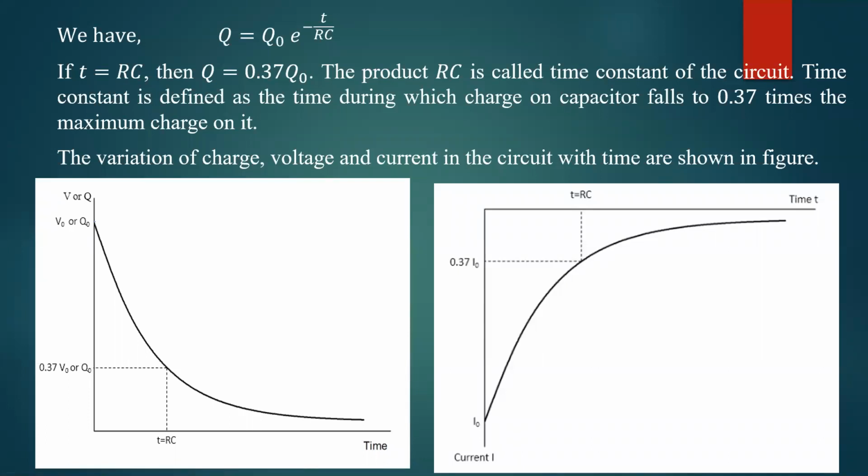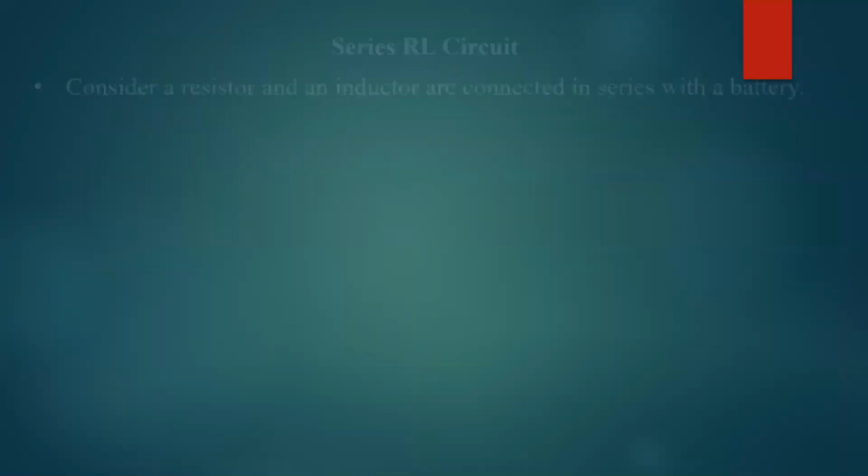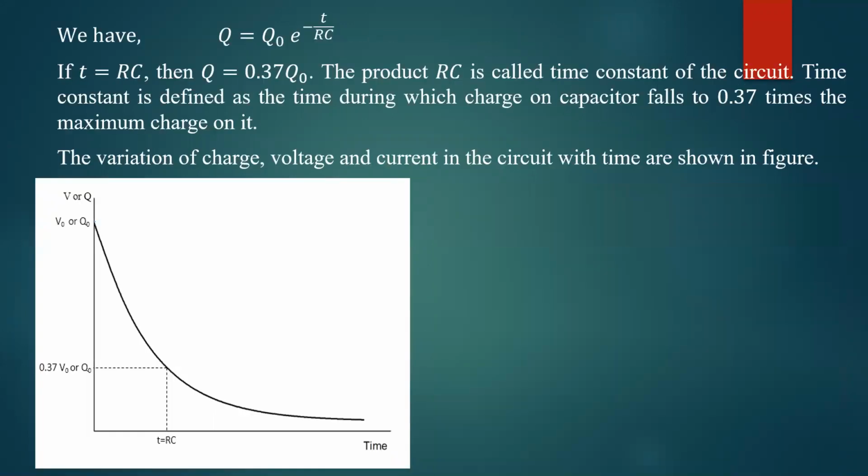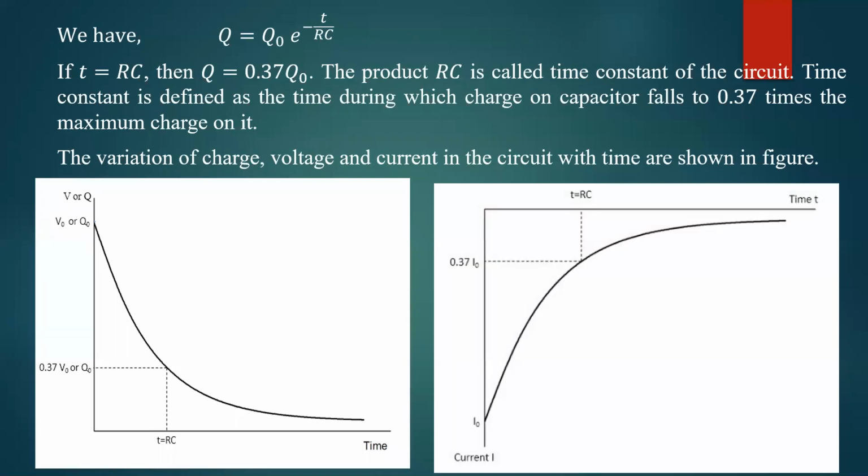So in the discharging case, voltage, charge and current all decrease with time. But in the charging case, voltage and charge increase, while current decreases. You have to remember this point in order to understand the concept of discharging.